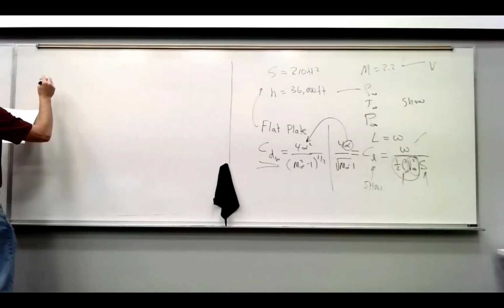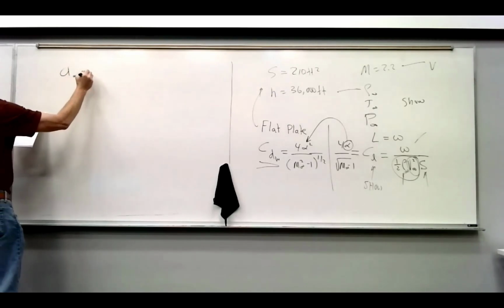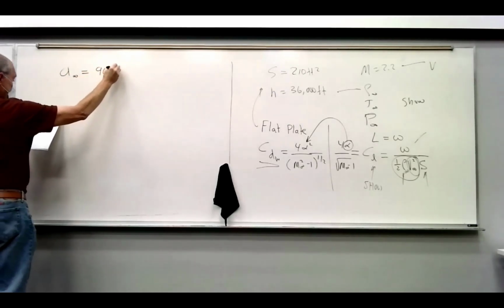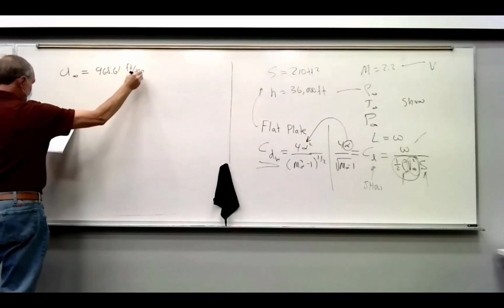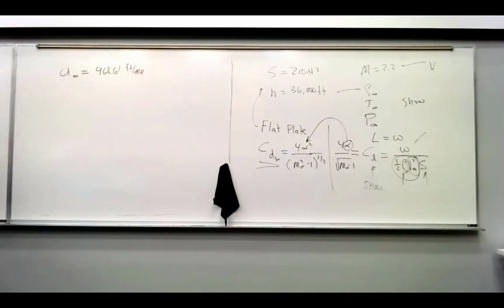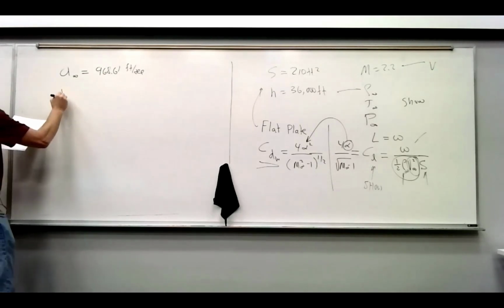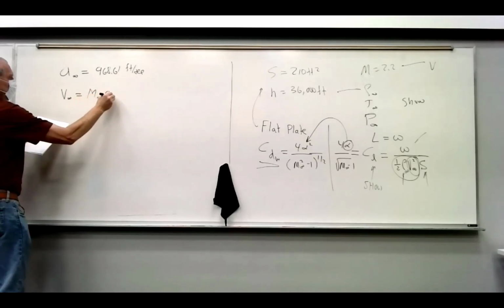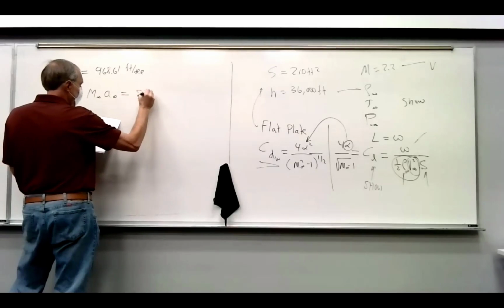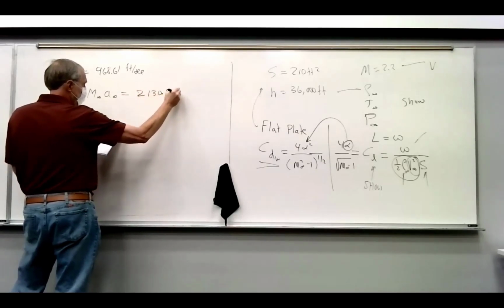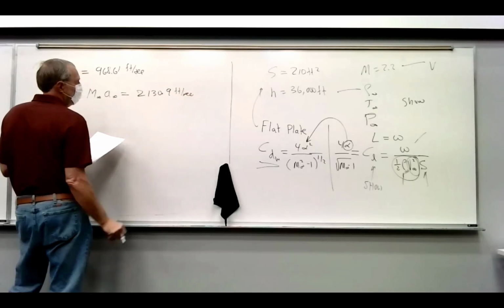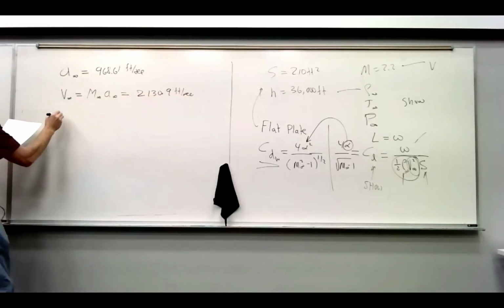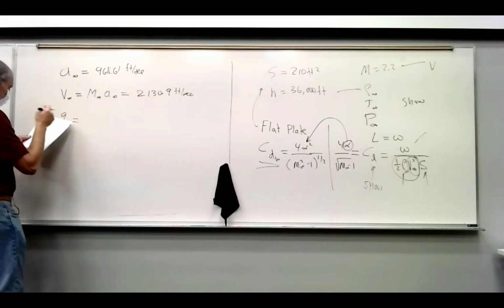So let's see, the first thing I've calculated is the speed of sound. And that's just the square root of gamma RT, and so that's why we needed the temperature at that altitude. And V infinity is going to be the Mach number times the speed of sound. So that's how fast we're going, and then we can calculate Q infinity, 1/2 rho V infinity squared.